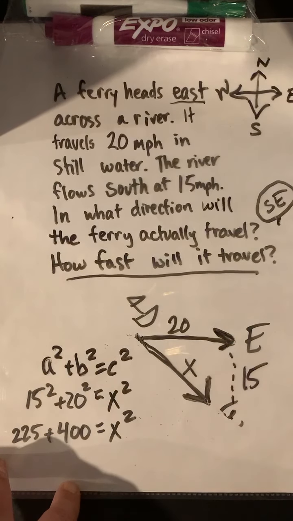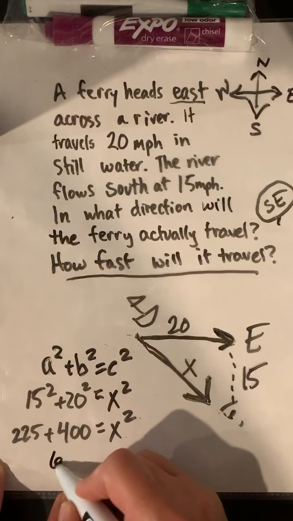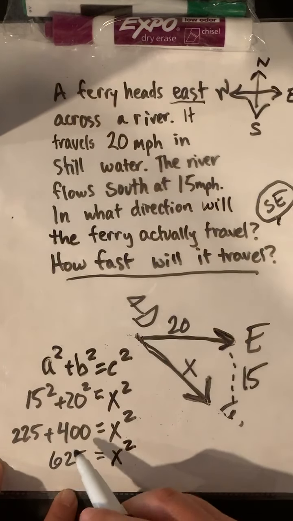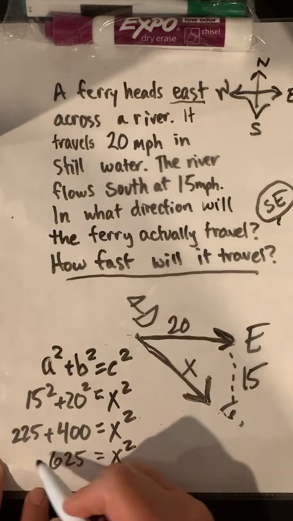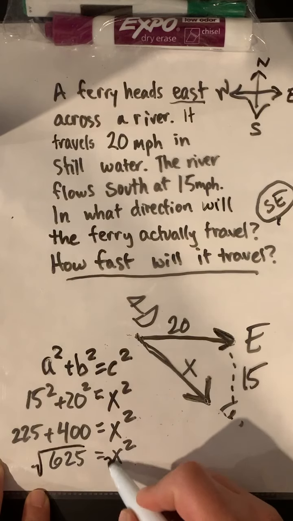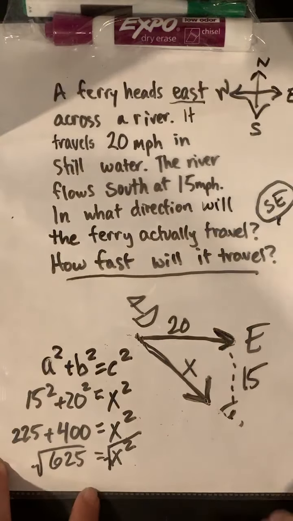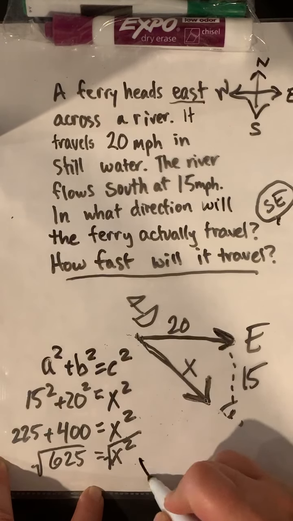Check my work every time. Okay, so I will have 625 equals x squared. To find x, I have to find the square root of both. So the square root of 625 is 25.